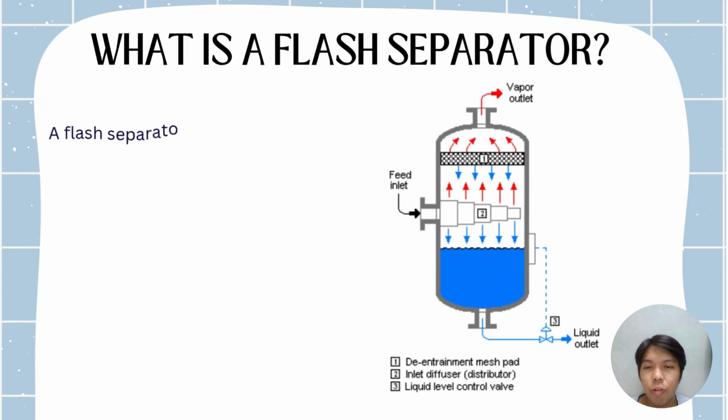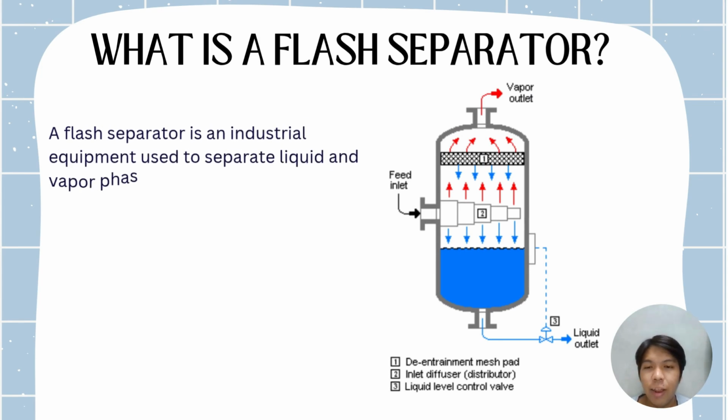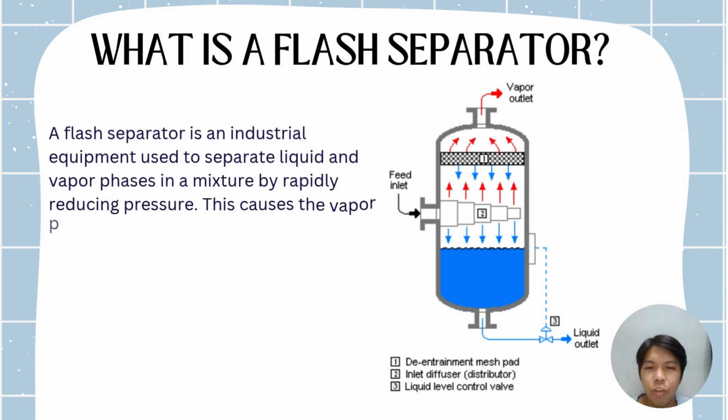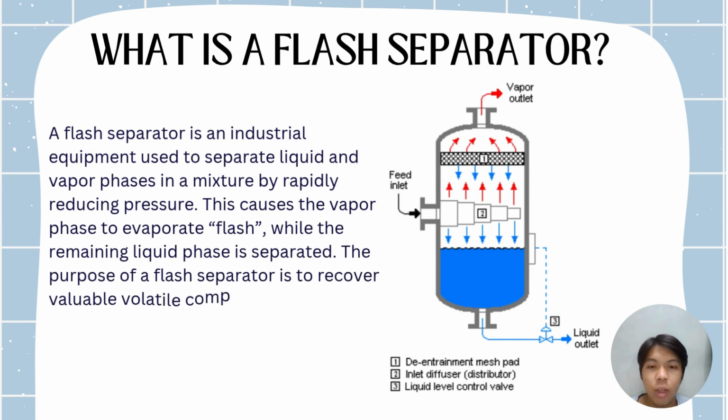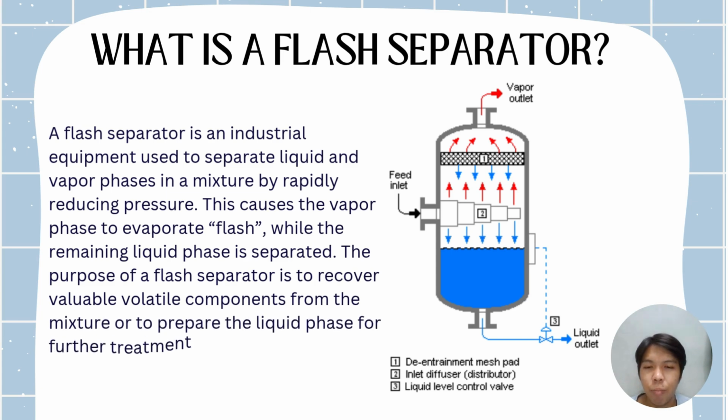So before starting the project, we need to understand what a flash separator is. A flash separator is industrial equipment used to separate liquid and vapor phases in a mixture by rapidly reducing the pressure. This causes the vapor phase to evaporate, or flash, while the remaining liquid phase is separated. The purpose of a flash separator is to recover valuable volatile components from the mixture or to prepare the liquid phases for further treatment. So here is a picture of the layout of a flash separator.